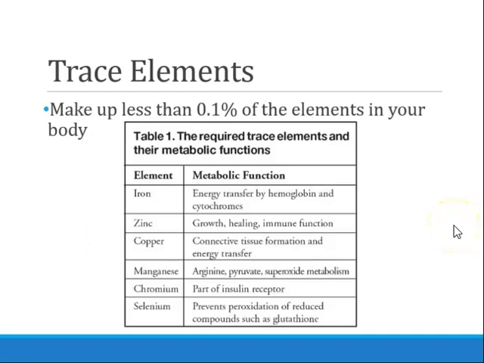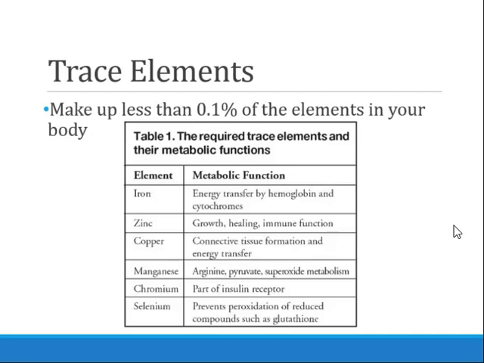And here are some of the trace elements and their functions. So we have iron. Iron is very important for energy transfer by hemoglobin and other cytochromes. Zinc. Zinc is a trace element important for growth, healing, as well as immune function. Copper. Copper has connective tissue formation and energy transfer functions. Manganese. It's important for arginine, pyruvate, and superoxide metabolism.